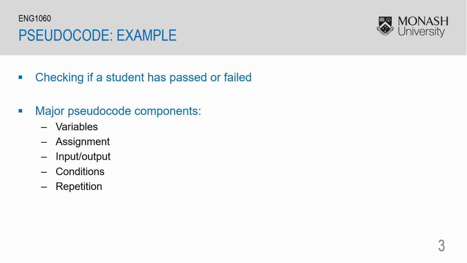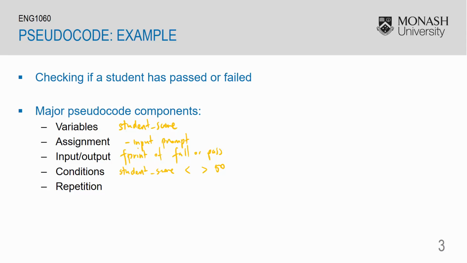Referring back to our 5 major pseudocode components, we have variables. In this case, we have perhaps the student score, the assignment of it, which is perhaps an input prompt, input and outputs being perhaps an fprintf of either fail or pass, conditions, so we're checking whether the student score is less than or greater than 50.